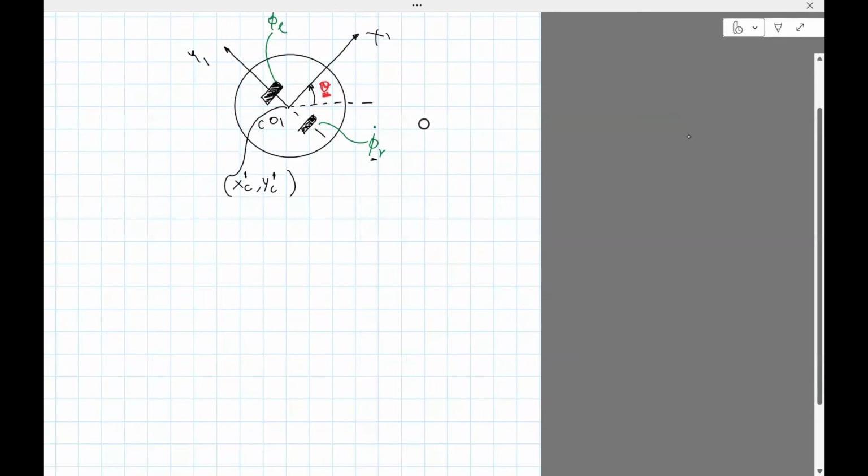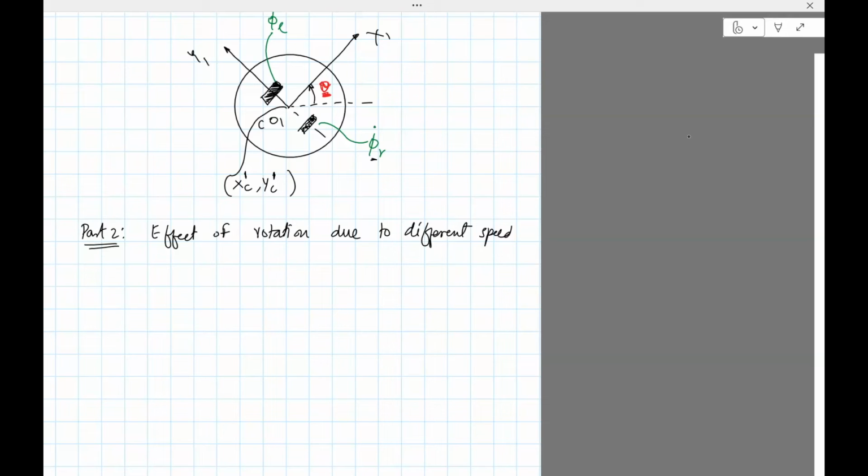Okay, so part 2, effect of rotation due to different speeds.